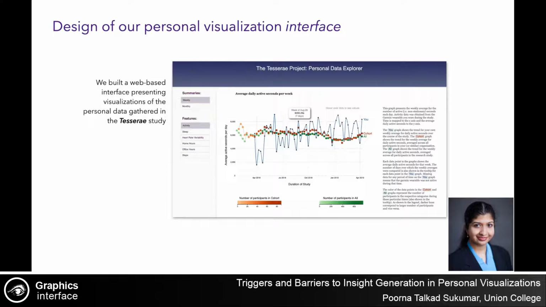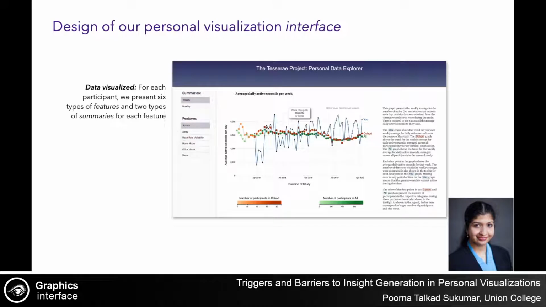And we built a web-based interface presenting visualizations of the personal data gathered in the Tesserae study. And this is a screen capture of our interface. And for each participant, we generated a unique anonymized link which populated the data corresponding to the participant on the interface.